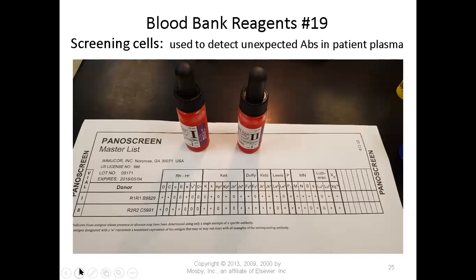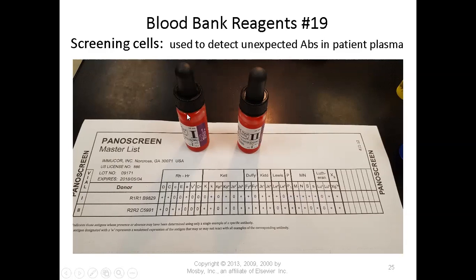Here's a picture of our screening cells from last summer. They use Roman numerals, so you see Roman numeral I and Roman numeral II. This is the antigram that came with them. Maybe it was from the year before, 2018, two years ago. We can see screening cell 1 has these antigens. That's its antigram. Screening cell 2 has these.